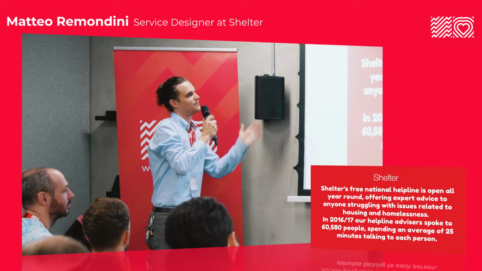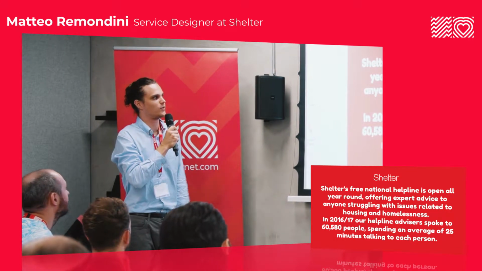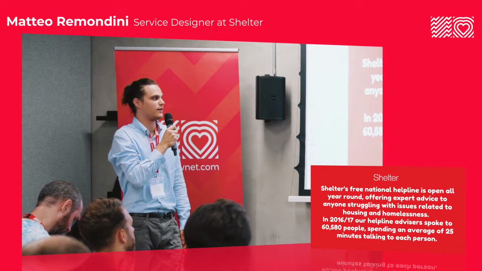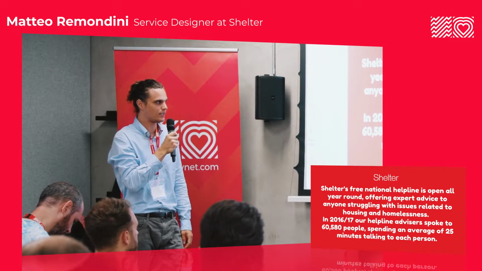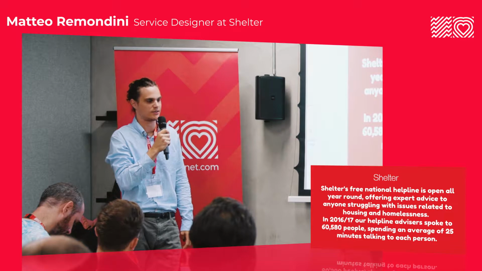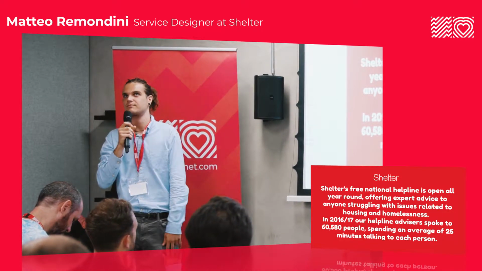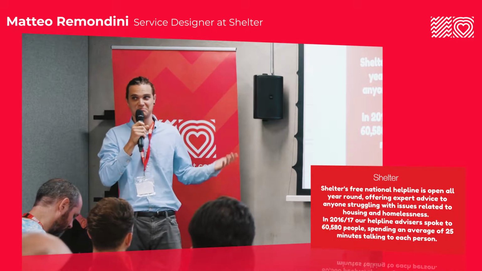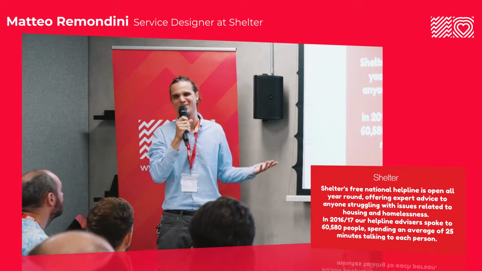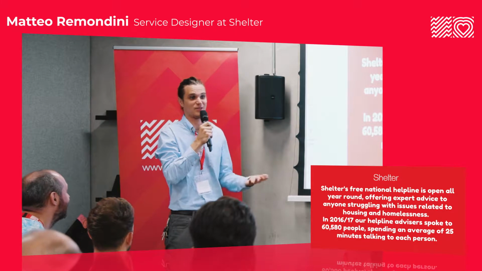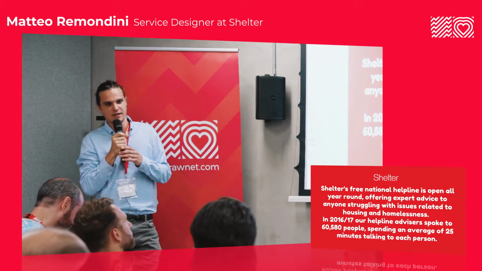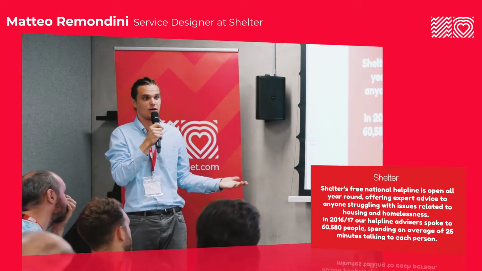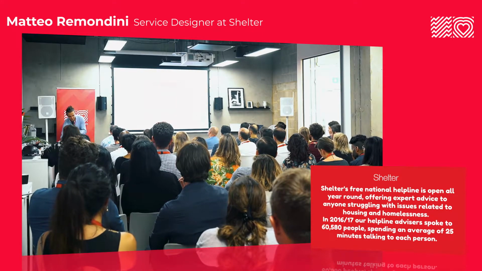One of the problems, basically, is that our helpline is open all year round, and in 2016-17, our helpline advisors spoke to 60,000 people, spending an average of 25 minutes talking to each person. The problem is that there's about 8 times more people trying to get to talk to us, which is, you know, successful, right? It's probably not that successful if you want to look at it from another perspective, because it means that there is a real problem happening. So as a service designer, I was faced with this problem, and we tried to understand how can we make this better. The demand is so high, how can we reduce this pressure?